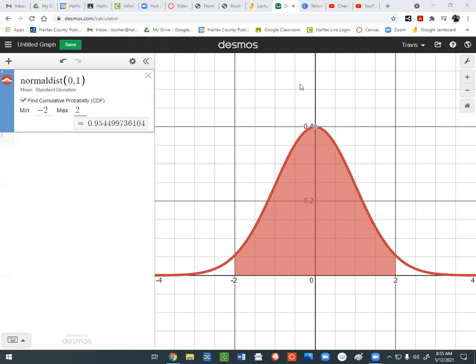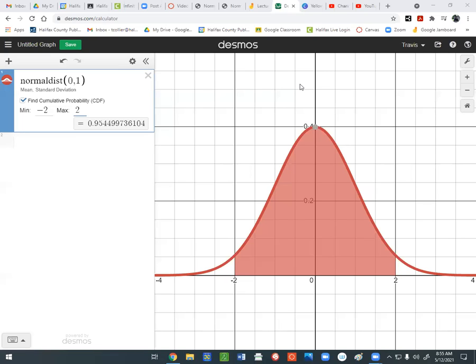And then if I want to write it as a percentage, I'm going to take this decimal point and move it to the right twice. So I get 95.45%. And what that means is about 95% of all the area under the curve is shaded now. And that's between 2 standard deviations from the mean.